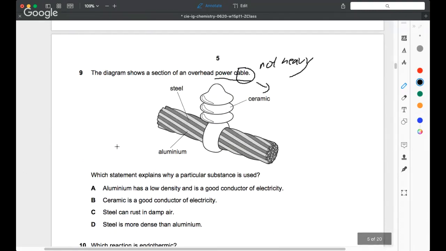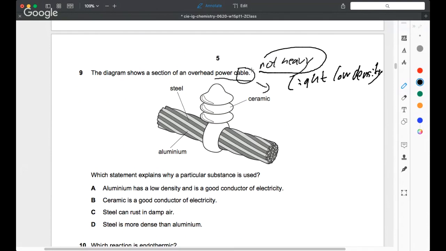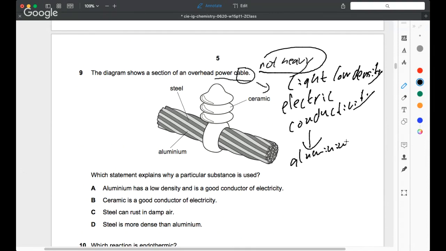Question number 9. We are designing a power cable. So we want something that is light, so it should have low density. And also, obviously, it is a cable, so it needs to have electrical conductivity. So we know aluminium has those properties. So the answer is A.